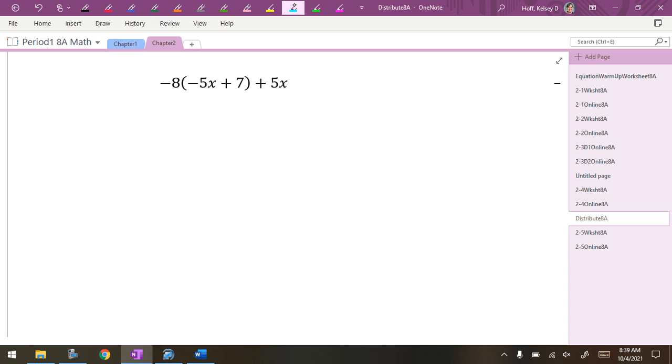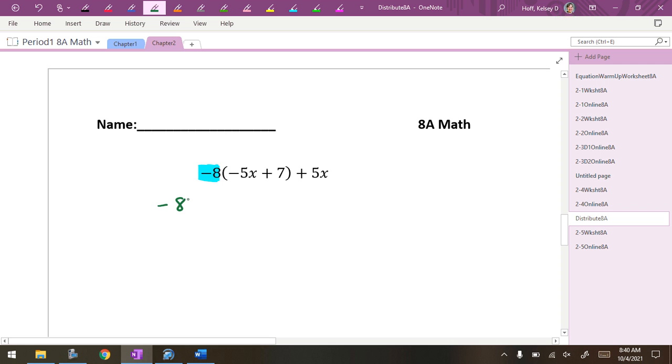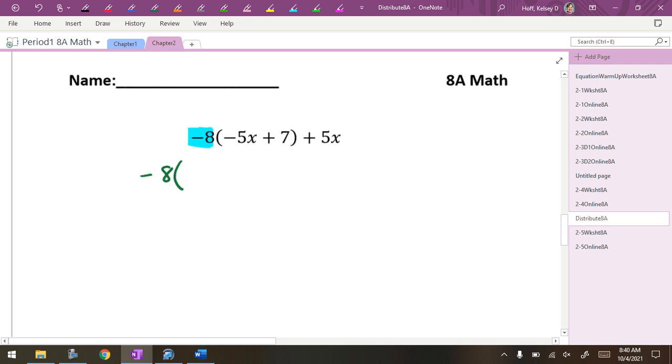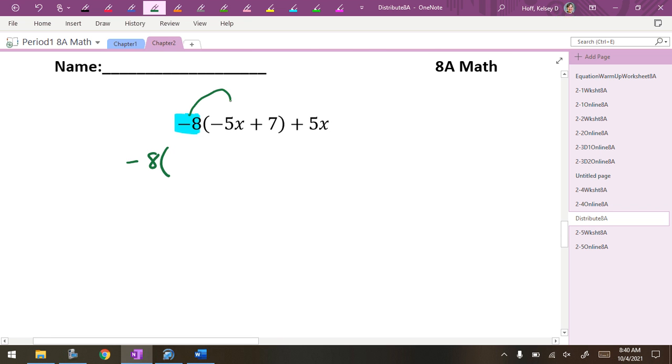Rejoice, what number am I going to distribute on this problem? 8. Careful. -8. It is -8. All right, Jack. I'm going to take -8 times what? If I'm going to distribute, we take -8 times, careful, -5x. And I take -8 times 7.